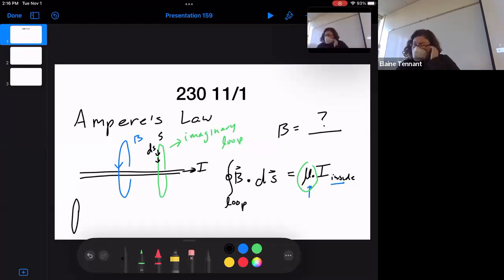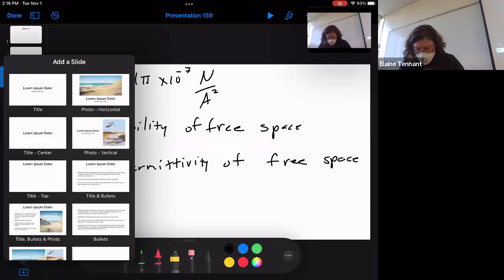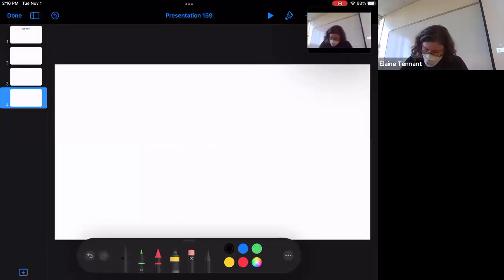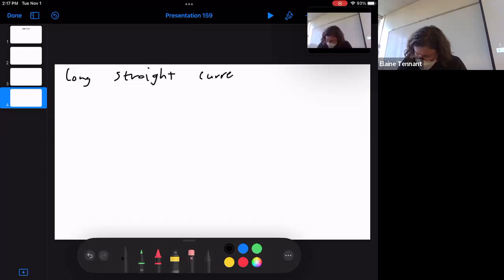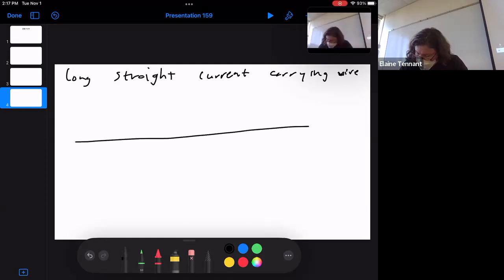And by that, let's go ahead and look at the long straight current carrying wire again. So we did this problem last week using the Biot-Savart law, and that was the problem that went on for a while and was not super pleasant. But now I want to do this again, but I'd like to use Ampere's law.